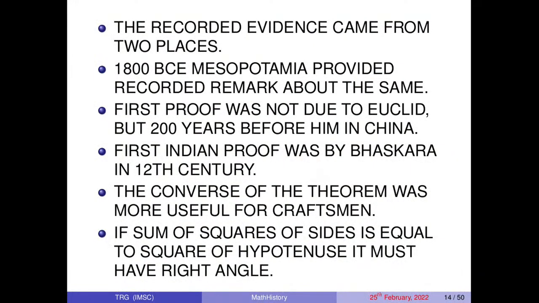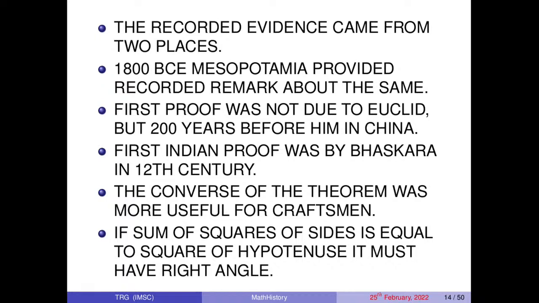The recorded evidence came from two places. Okay? Recorded evidence came from two places. In 1800 BCE, now the records are available, Mesopotamia provided a recorded remark about the same thing. They have written down in several places where such numbers and things like that are available. And that is the first thing. I will give you one more.